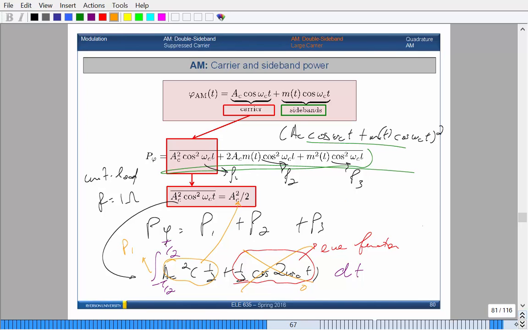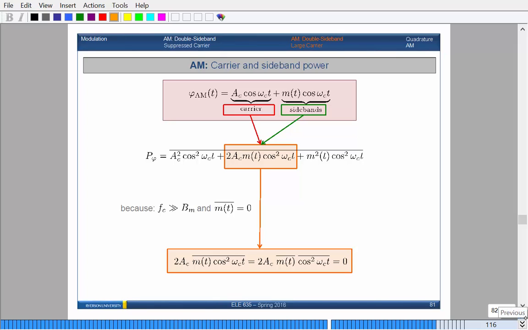Now we want to do the second term, which is very simple. Assuming that your carrier frequency is much, much larger than the bandwidth, which is usually the case, we can do the same thing here where you have 2 A of C, M of t, and then this becomes 1/2 plus 1/2 cos 2 omega ct. When we expand this out, those terms go away, so you're left with just A C M of t, and then cos. We're assuming here that the message is symmetric.